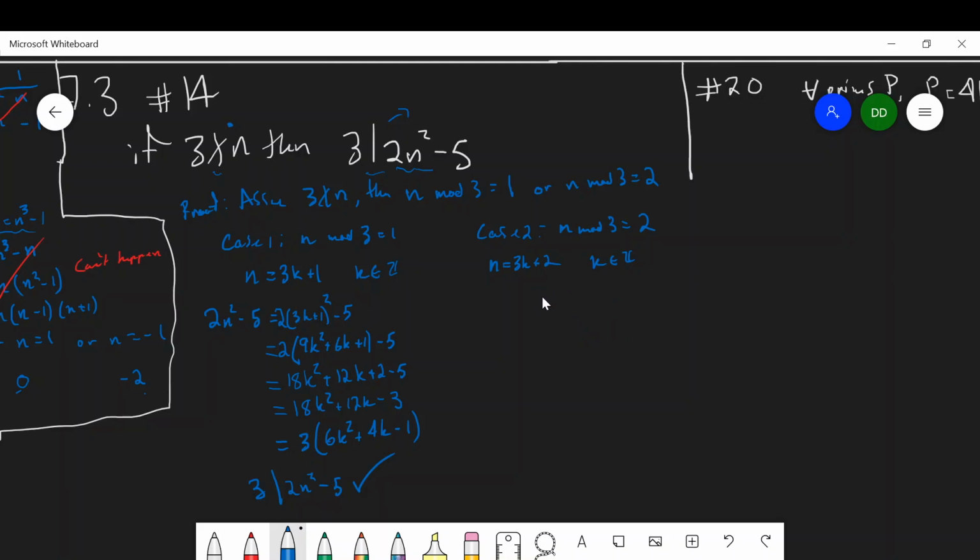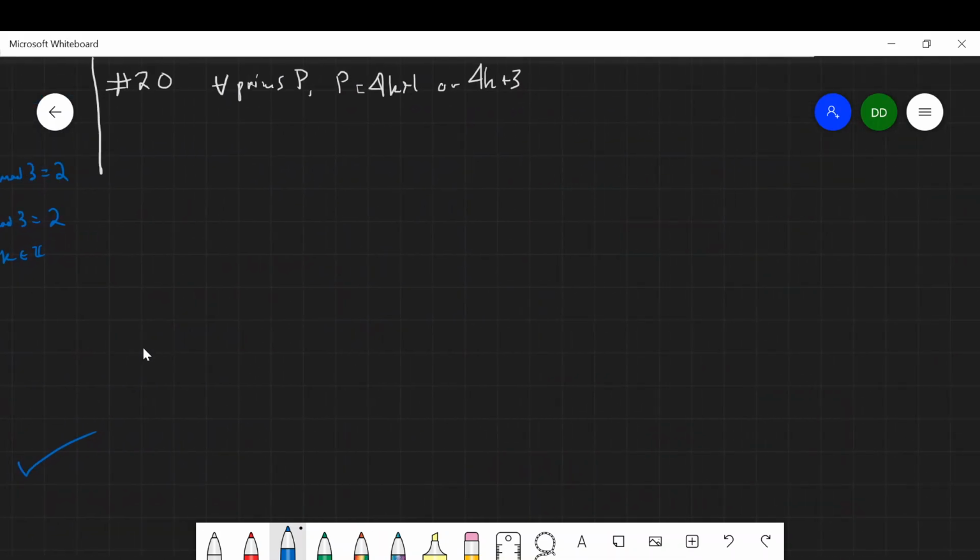And then you can do the same thing. So I'm actually going to end this one here. I'm not going to completely finish this. I'm going to let you try to finish it. So now what would the next step be? Well, do 2n squared minus 5, see what you get. Hopefully it's a multiple of 3. It will be. And then you'll be able to conclude 3 divides 2n squared minus 5 in that case, and that'll prove the statement completely. So I'll let you finish that one. Let's move on to the next problem.